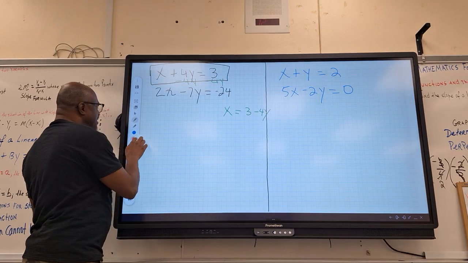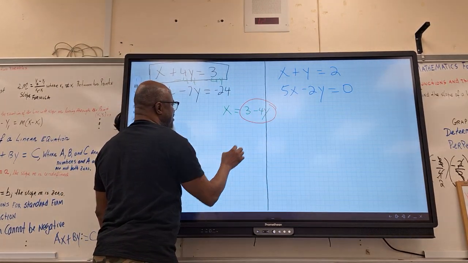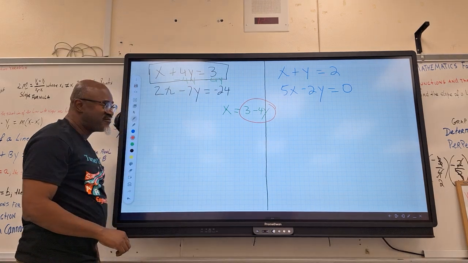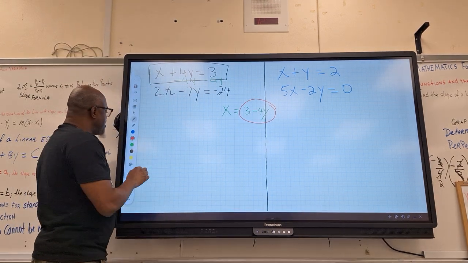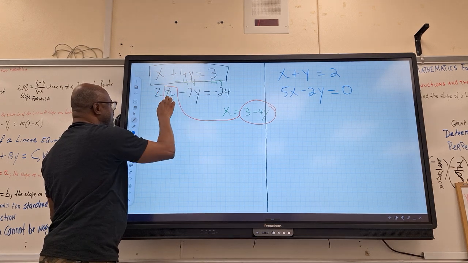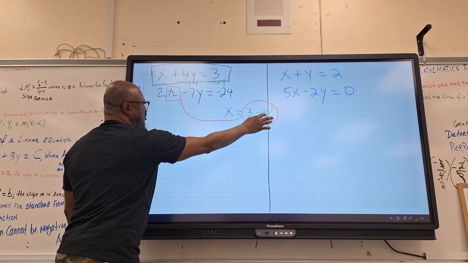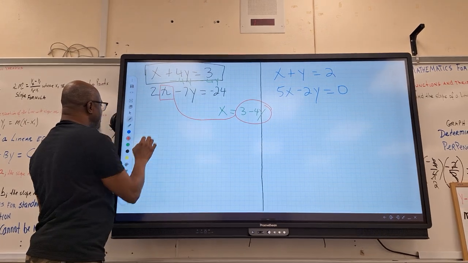So we're going to take that expression and replace it in the second equation that was left untouched, wherever we see x. Do we see x in the other equation? So we're going to squeeze it in there. See? x equals 3 minus 4y. So we're going to squeeze it there.